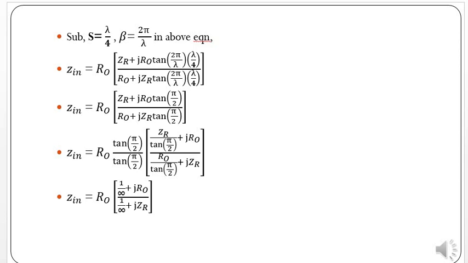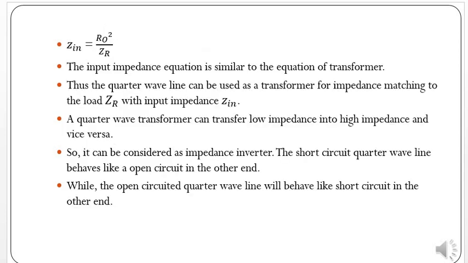The value of tan pi by 2 is infinity, so from the numerator and denominator keep tan pi by 2 as common. So input impedance equal to R naught into tan pi by 2 divided by tan pi by 2 into ZR by tan pi by 2 plus J R naught divided by R naught divided by tan pi by 2 plus J ZR. So 1 by infinity is 0. So the input impedance equal to R naught squared by ZR.